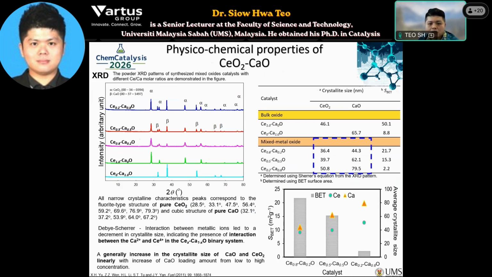As shown in the table and figures, the catalyst composition also affects the surface area and the crystalline size. Generally, increasing the calcium oxide content leads to larger crystalline sizes and reduces the BET surface area. This result demonstrates that the physicochemical properties of a catalyst can be tuned by adjusting the cerium to calcium ratio, which is expected to influence the catalytic performance during biodiesel production.